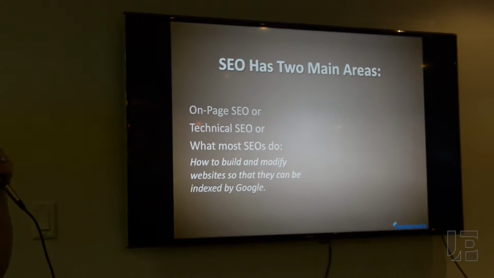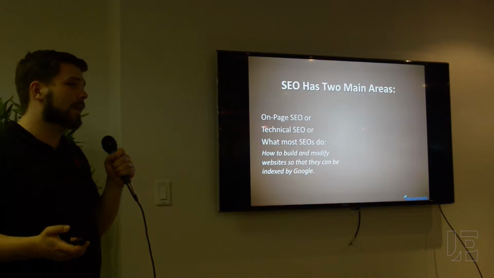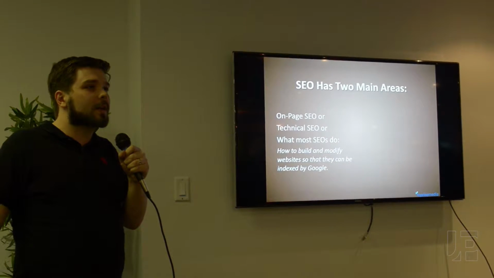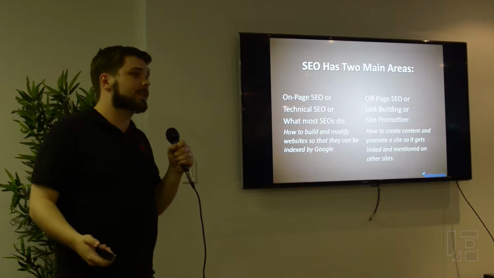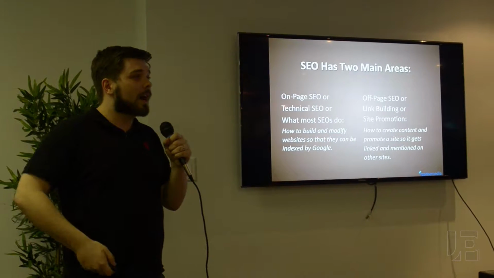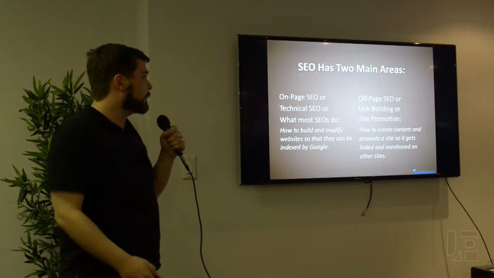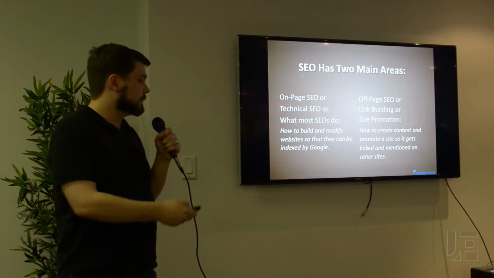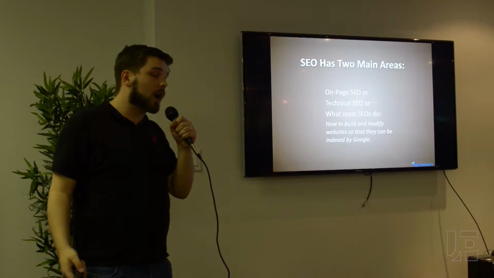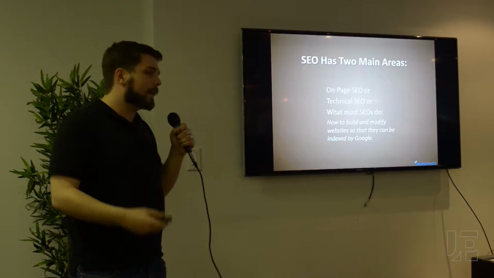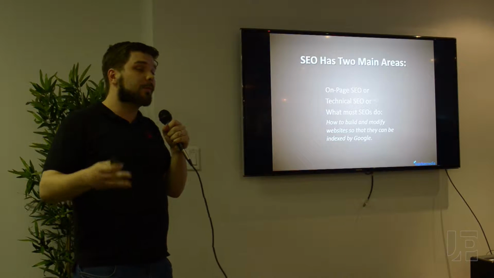So SEO has two main areas. There's on-page SEO, often called technical SEO. This is what the majority of people who work in the SEO industry probably do. Then on the other side, there's off-page SEO, often called link building. It's how do you promote your website so you get mentions and links online. For our purposes tonight, especially as developers, we really care about on-page SEO. We're not going to be talking about the off-page. So this is basically how you build and modify websites so that they are Google friendly. You'll get found on Google.